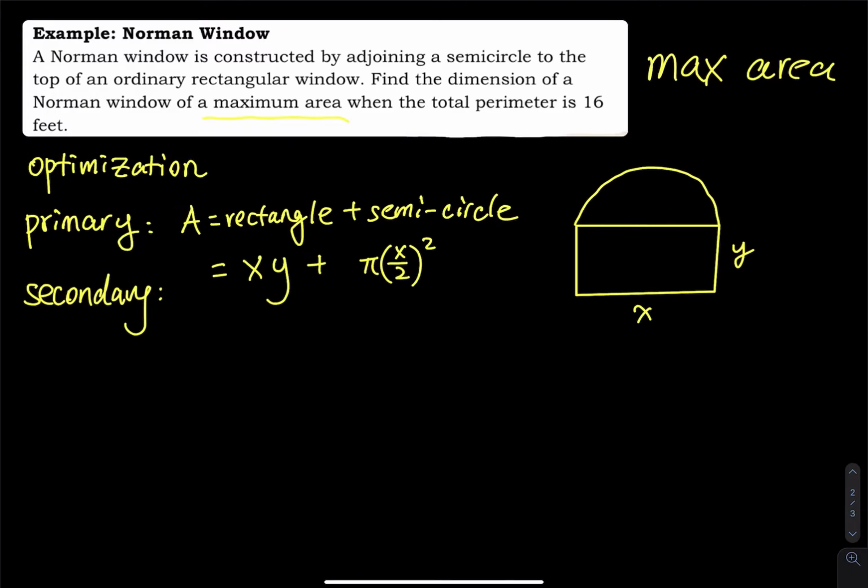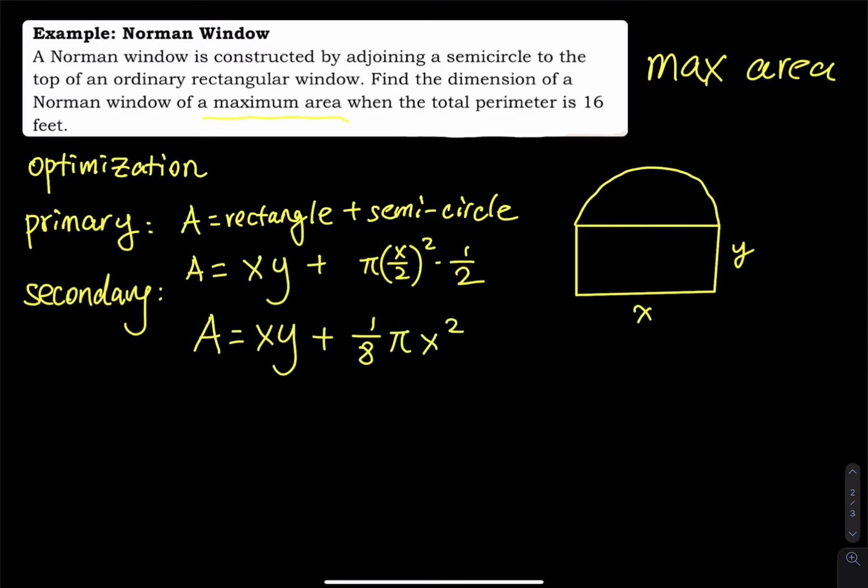Are we done? We are not. Since this is a semicircle, we have to multiply this by 1/2. The 1/2 stands for semicircle or half circle. So overall, what is the area equal to? Area is equal to xy plus, with 4 times 2, that is 1/8 pi x squared.